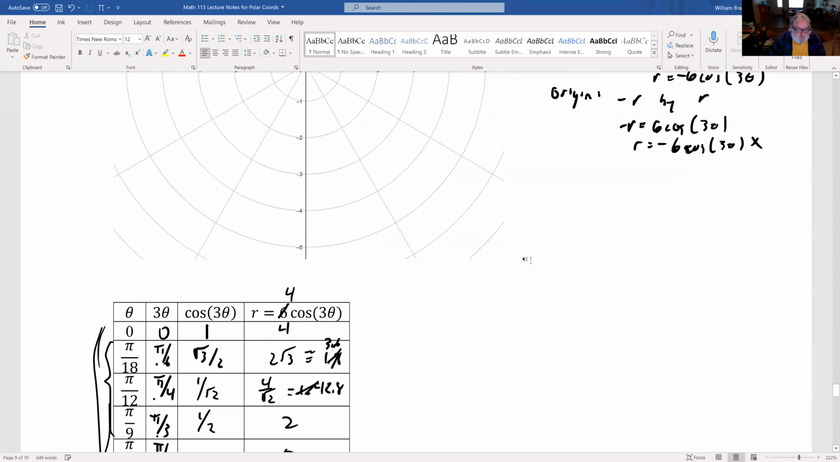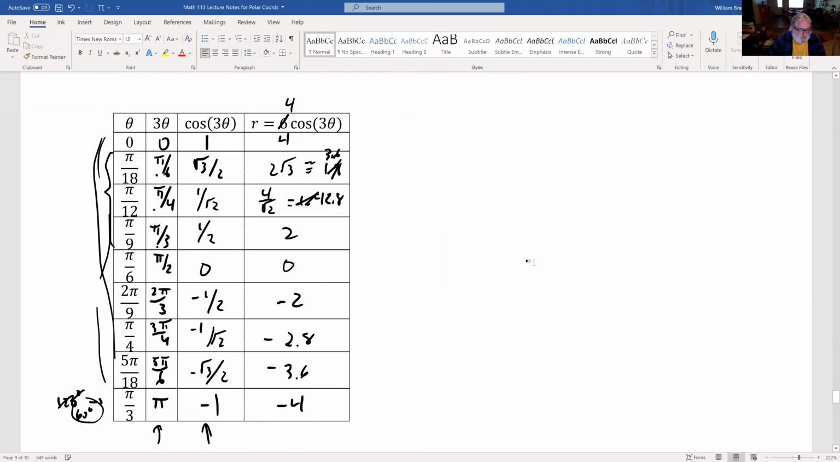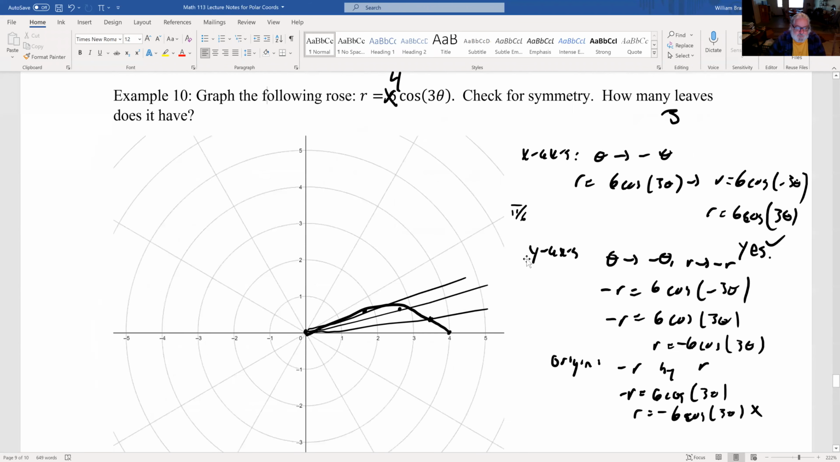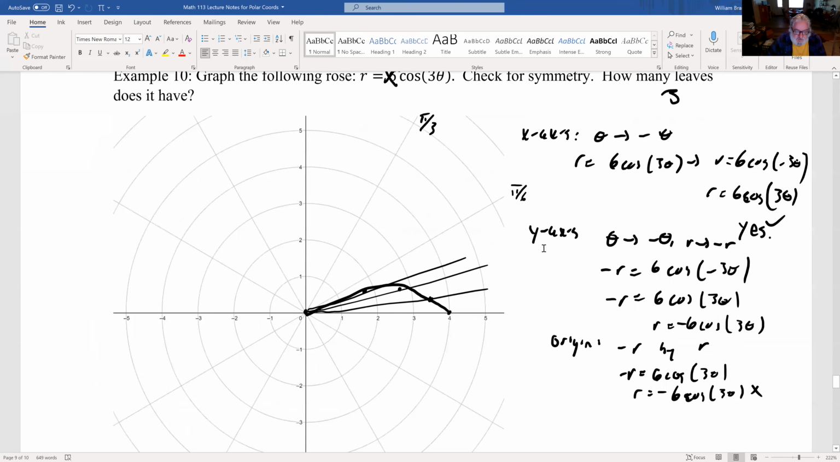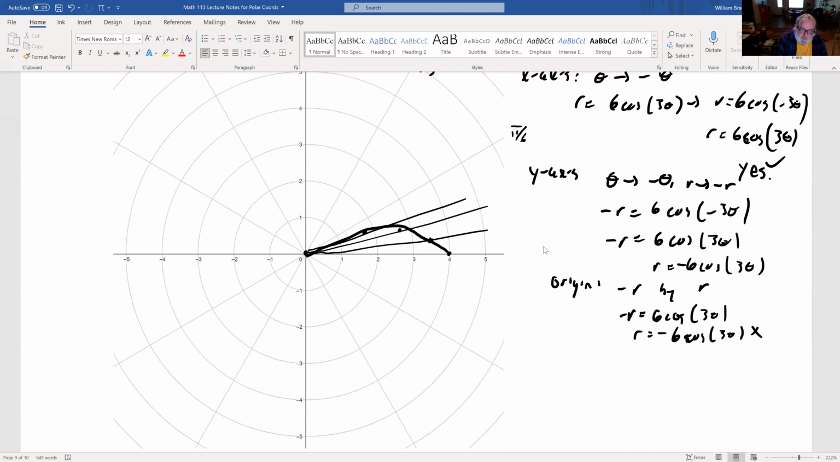And then for the next batch of angles from pi over 6 to pi over 3, right? Pi over 6 to pi over 3, all our r's are negative, so that means for thetas between these two, the graphs are actually going to be down in this quadrant on the other side. And it'll look exactly the same. It'll come out to 4 here.